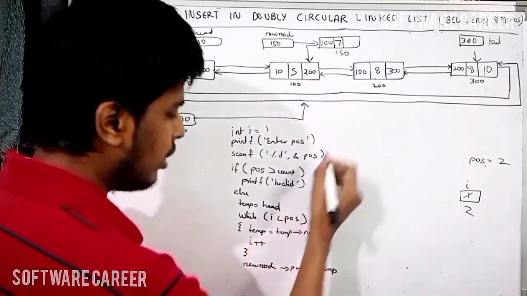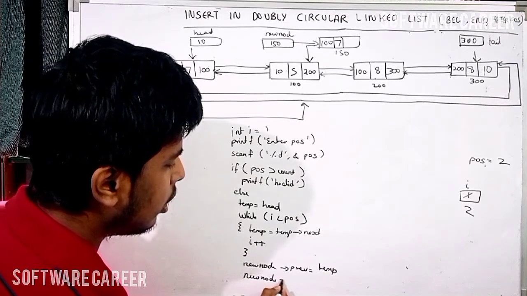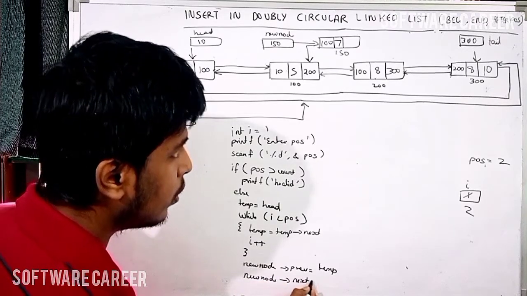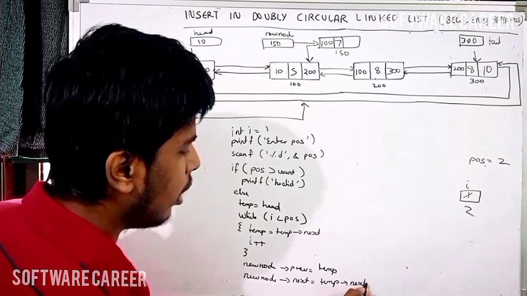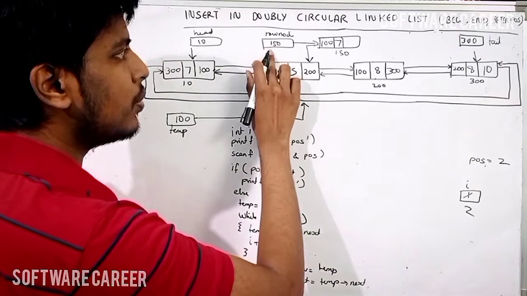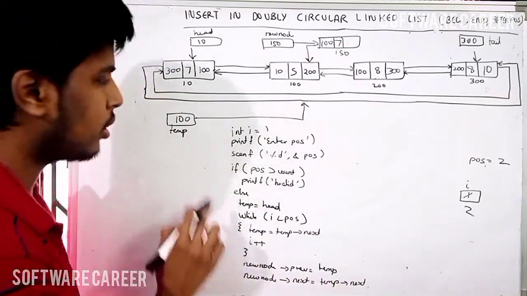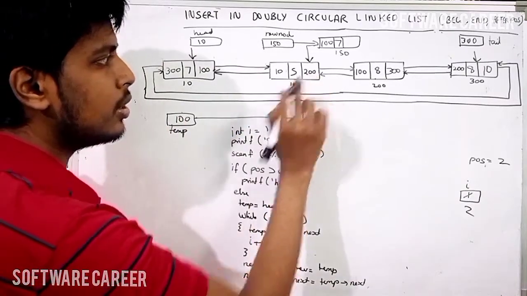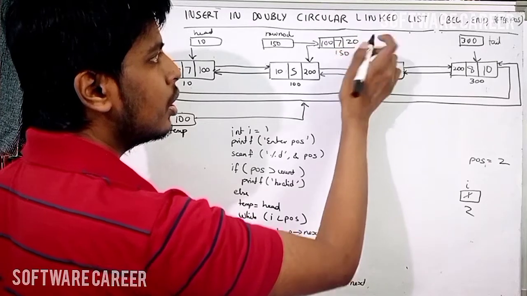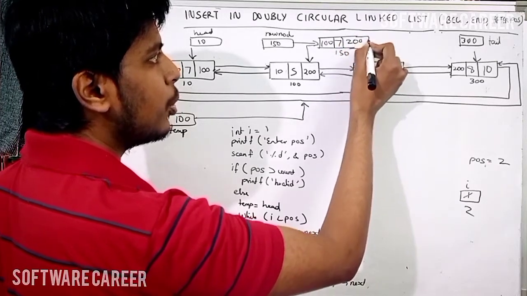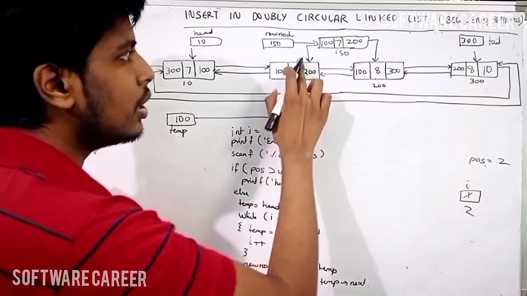So see here, now I am writing new node next equals temp next. Now new node next is what? New node is 150. 150 next is this pointer. In that pointer I am storing the address of temp next. Temp is 100. 100 next is 200. 200 I am putting here. So this pointer is pointing to the node which has address 200, this node.